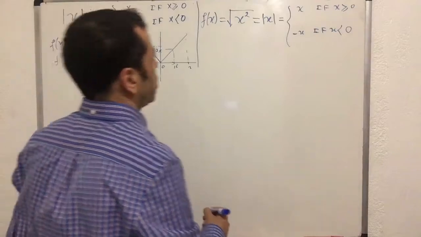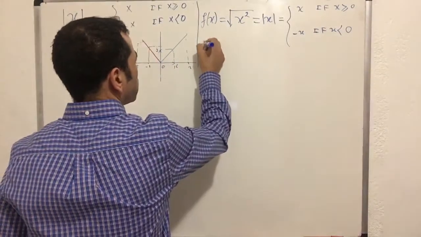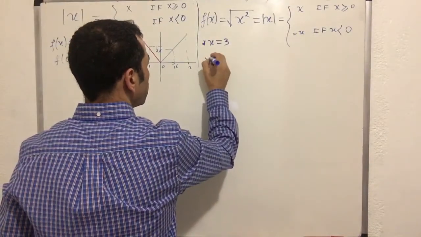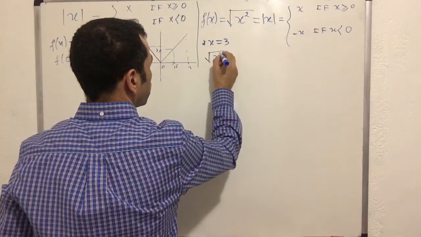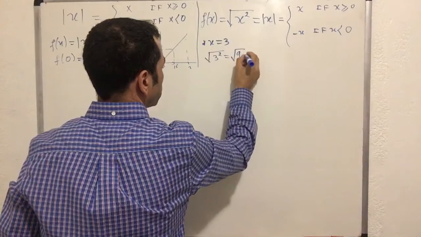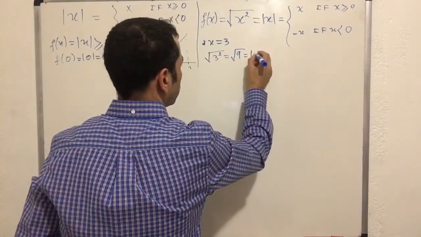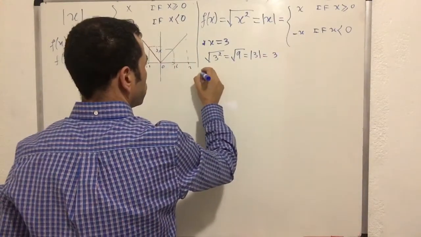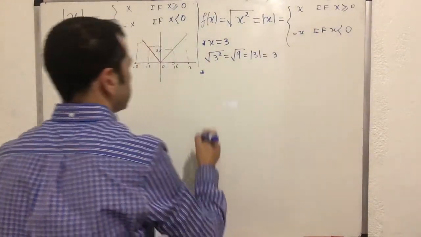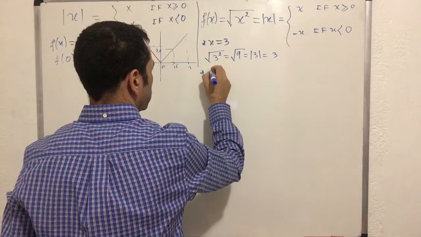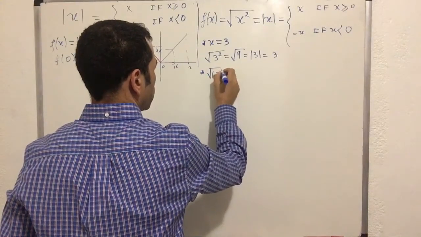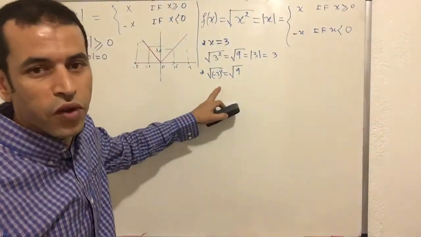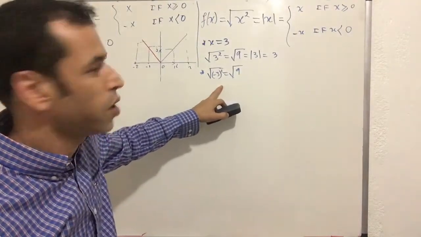Let's take an example to understand this very well. Let's assume x equals 3, right? So square root of 3 square, which is 9, is the absolute value of 3, which is 3. Let's take another assumption: square root of minus 3 square is also 9. That's what I want to show you, because the square of a negative number is always positive. That's the reason why I'm doing this.